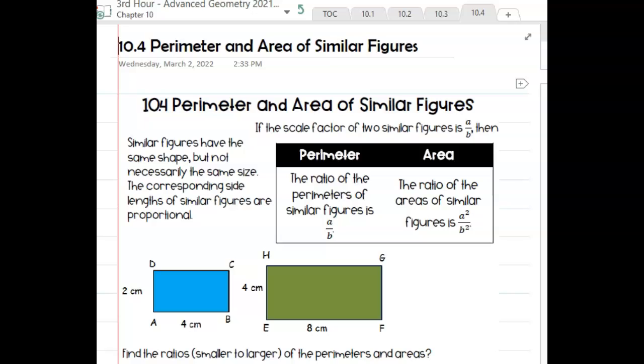soccer game tomorrow, but it's going to be 10.3 and 10.4, so a little bit more practice over the area of regular polygons that we did yesterday, and then a lot of what we're doing today. So today we're talking about perimeter and area of similar figures.